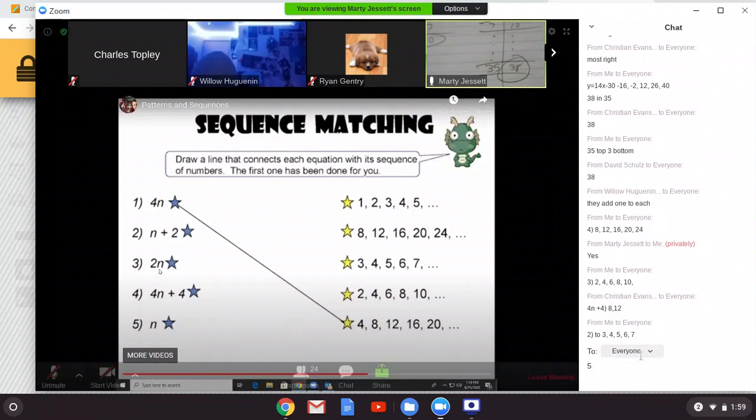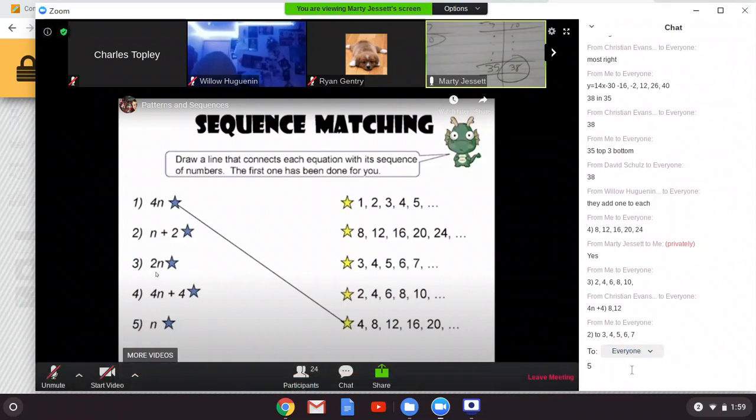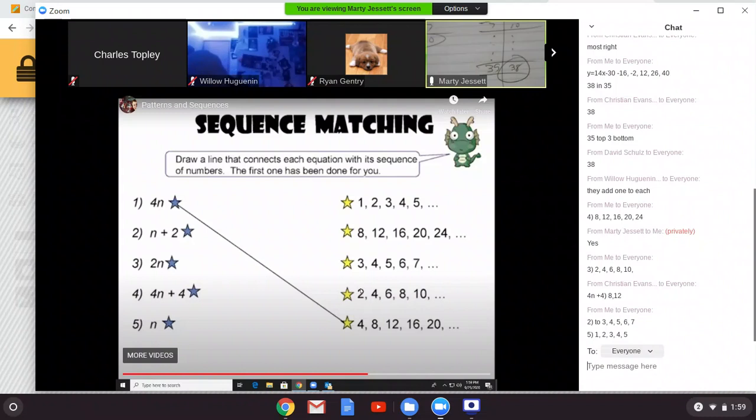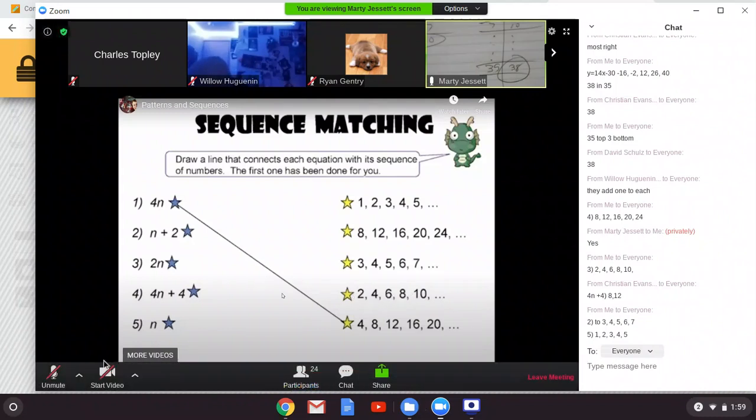What about number 3, 2n? Well, if you put in a 1, 2 times 1 is 2. If you put in a 2, 2 times 2 is 4. If you put in a 3, 2 times 3 is 6. So which one starts out 2, 4, 6 is right here. So number 3 is this fourth star down.